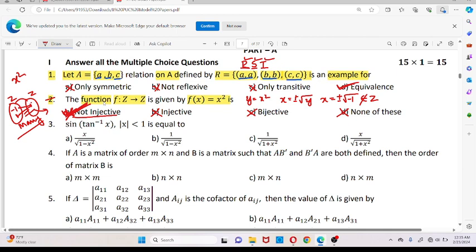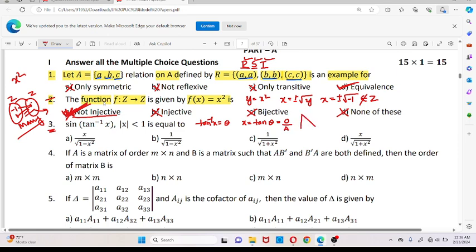Okay, then the third one, sin of tan inverse of x equal to modulus of x, which is less than 1. Okay, see, sin of tan inverse of x. Suppose you take tan inverse of x equal to theta. Then I will get x equal to tan theta. The tan theta formula is opposite by adjacent.